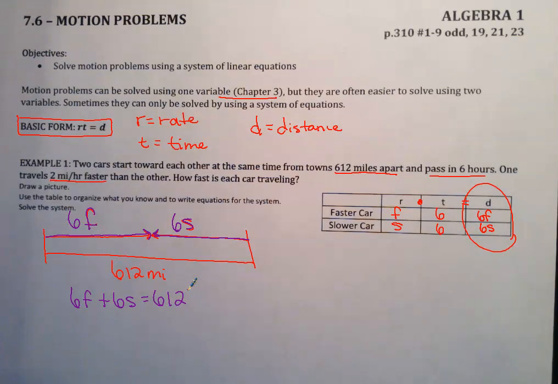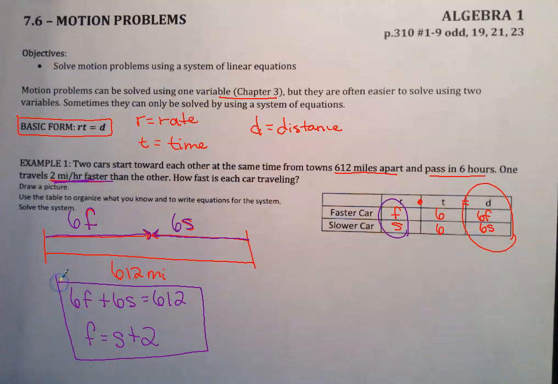That's not it, because it's a system. We have to have a second equation in order to solve these. So it does go back to relating how the F and the S relate. What's their relationship? Because we have two different variables. Well, F is equal to S plus 2. Okay, because the faster car is 2 miles per hour faster. So the fast car is equal to the speed of the slow car plus another 2 miles. That is two equations and therefore a system.